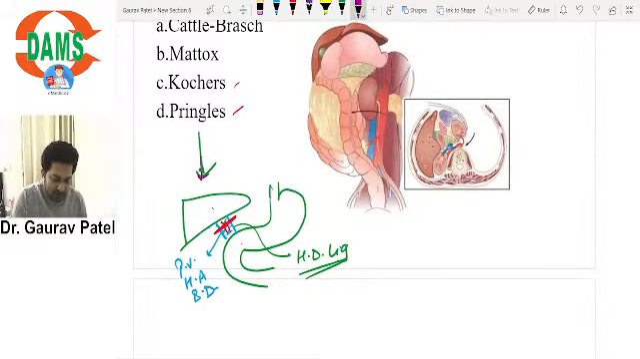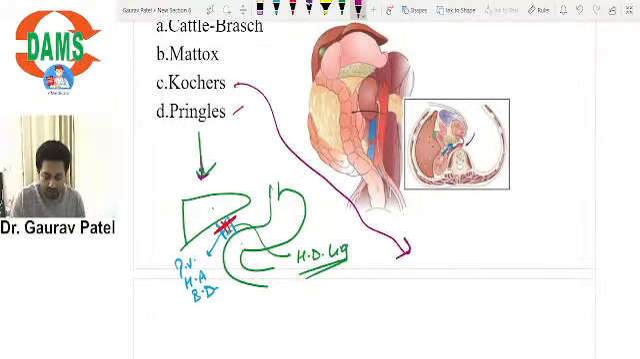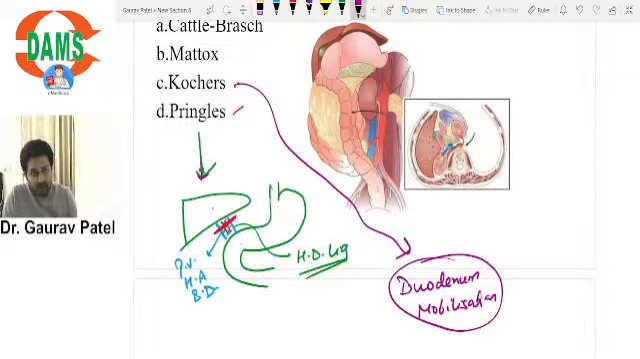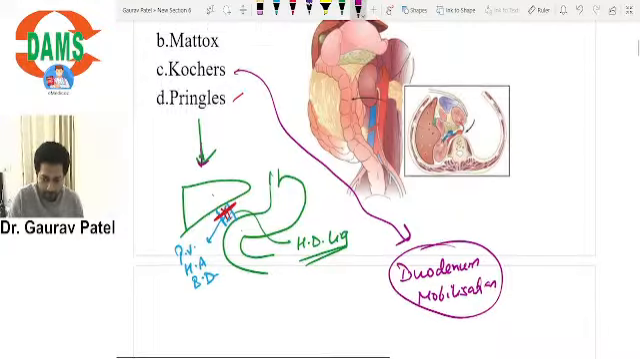So this is Pringle's maneuver. Kocher's maneuver is when you do mobilization of the duodenum, because the duodenum is also a fixed structure. So when you mobilize the duodenum for pancreatic surgeries and the like, we do Kocher's maneuver.